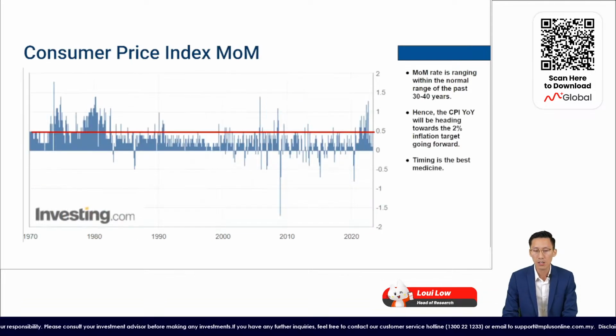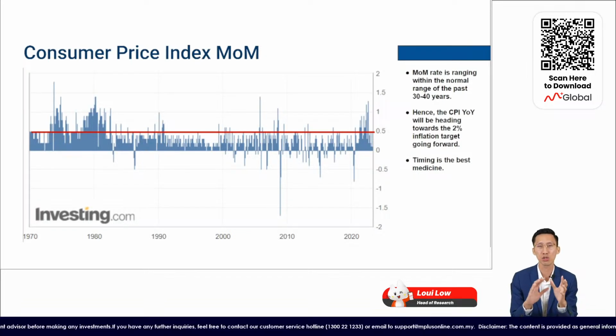And another view to that, because we understand that the Federal Reserve always talks about the inflationary pressure, is what sort of expectation they are looking at.